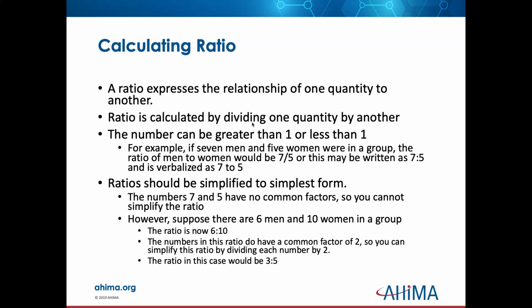Typically, you want to simplify those to the simplest form. So let's say there's 6 men to 10 women. That's the ratio, 6 to 10. Can either be divided by a common factor. Yes, 2 fits both. You divide them by 2 and you end up with 3 to 5. So rather than 6 to 10, you need to divide it down to get 3 to 5, to get it to the simplest one.